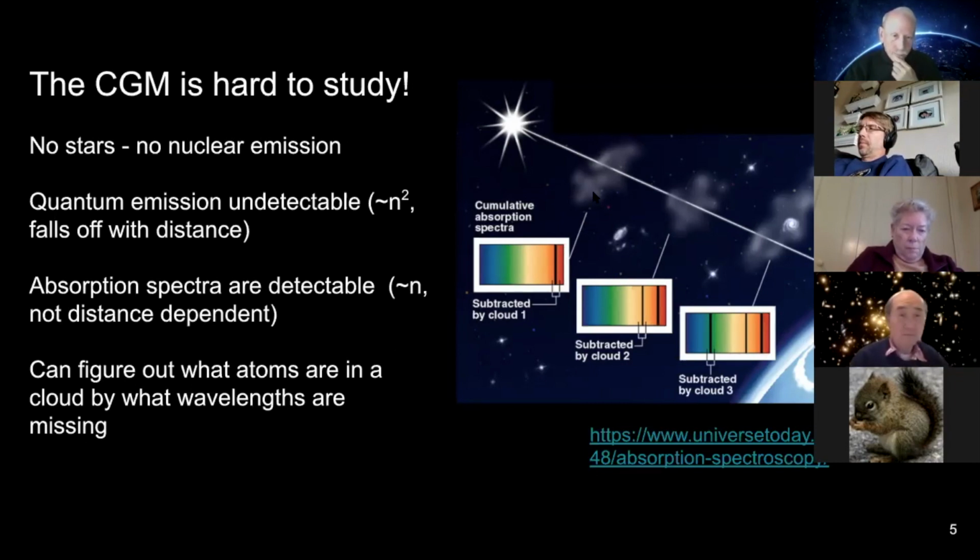And so those frequencies will depend on basically what kind of ion or atom they are. At the end of the day, when you look at the final absorption spectra, in this case the one on the right, and it's missing these three things, you can say, oh, this cloud is missing the characteristic frequency of nitrogen 2, and this one's magnesium 2, and this one's carbon 4, or something like that. So you figure out what is in a cloud by what wavelengths are missing and how much is missing from them.